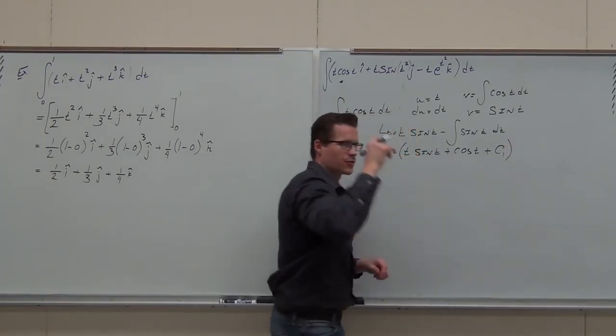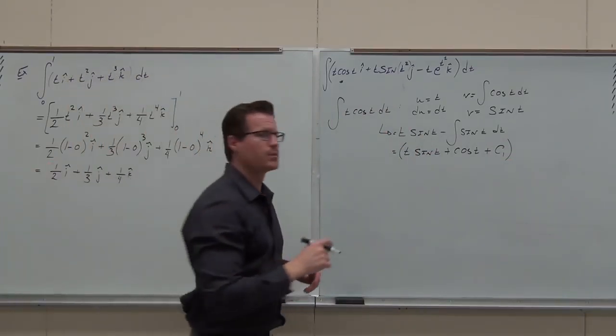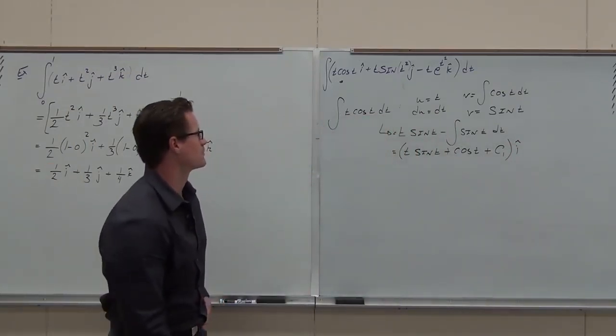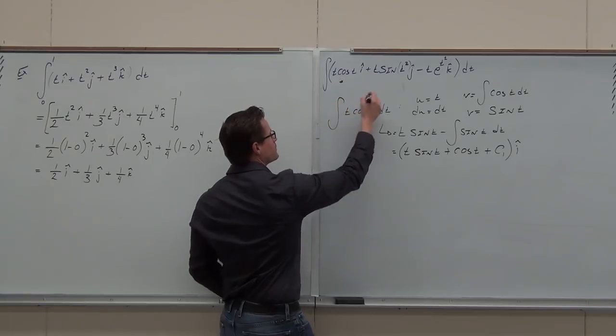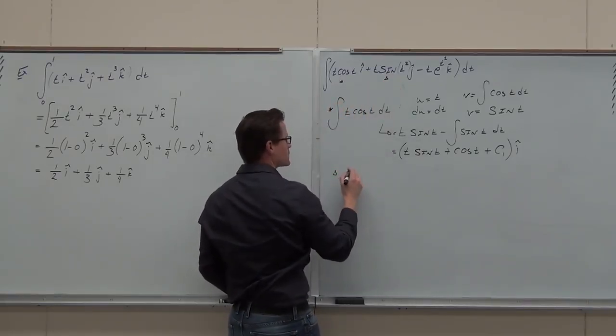There's one thing we're forgetting. What component did this come from? The I, the J, or the K? Put the I. So this was number 1. Here's number 2.